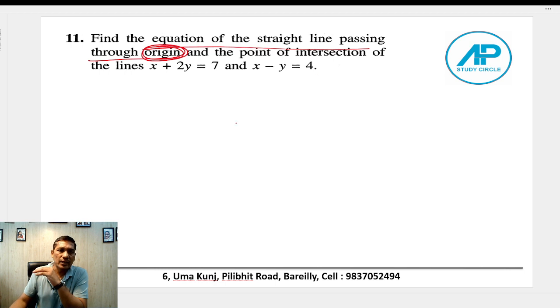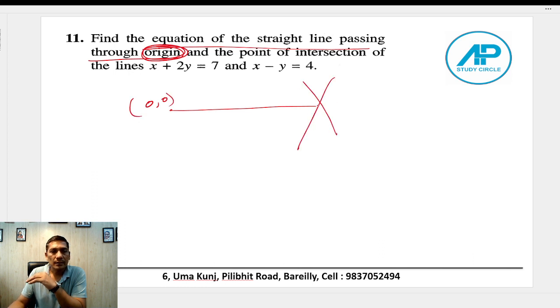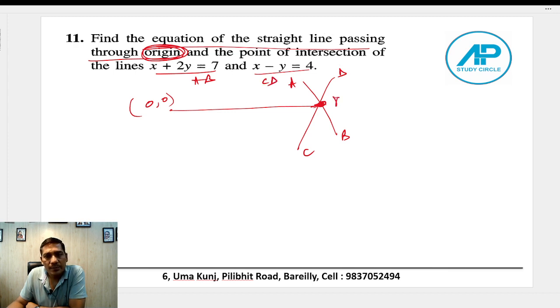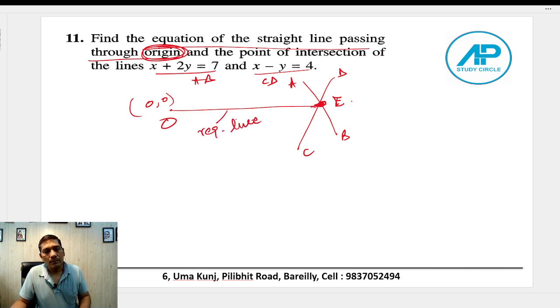So let us see what we can do here. What they're saying, the line is passing through the origin and the intersection of two given lines, say AB and CD. This line you can take AB, this line you can take CD, and this point is E. This point is O. I need to find the value of point E because I need to have two passing points for the required line. This is the required line.